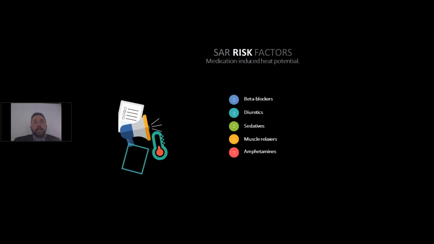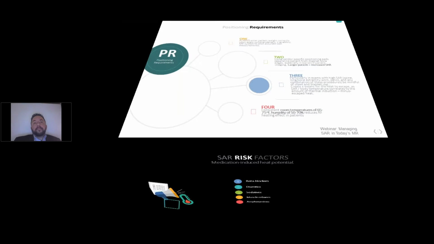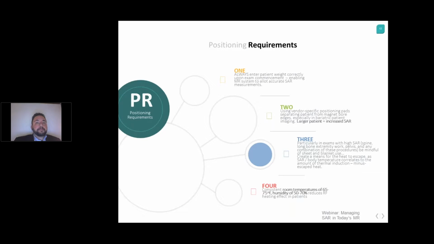So your diabetic patient presenting with a fever or infection in the spine who is overweight and on sedatives for claustrophobia will have a tremendous amount of heat for that lumbar spine exam, where we use all fast-spin echo sequences, creating a tremendous amount of RF thermal induction. This is where we can identify almost pre-scan that certain patients are at greater risk than others. So things that we want to keep in mind.